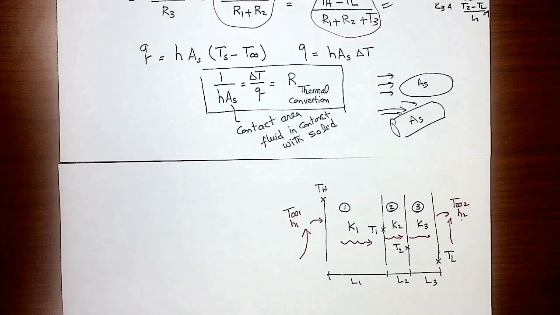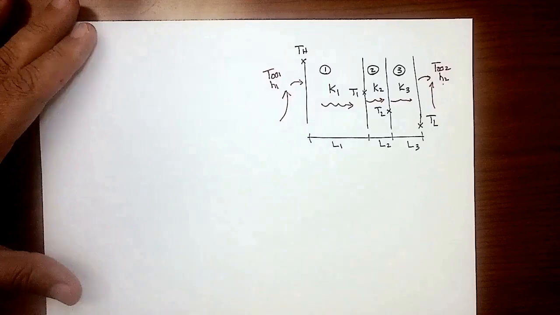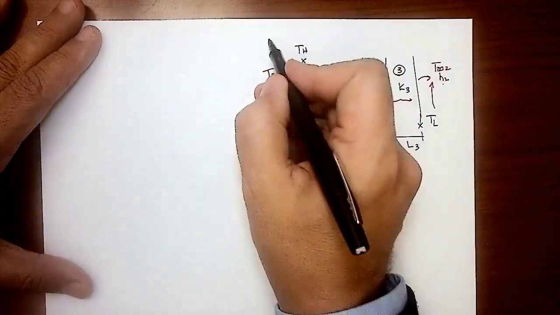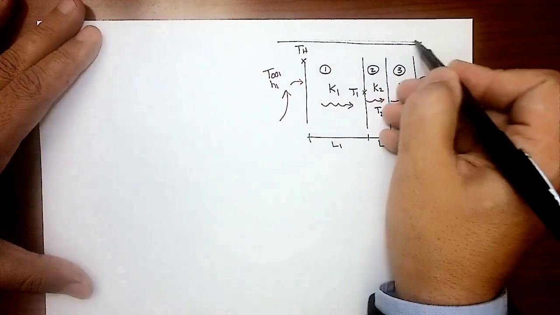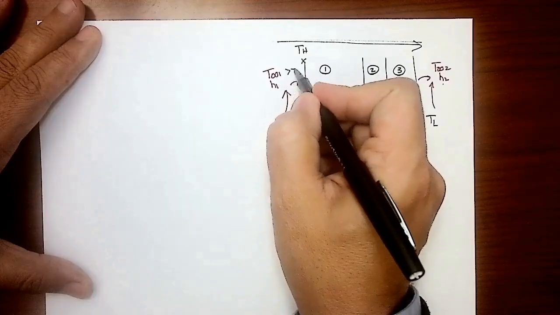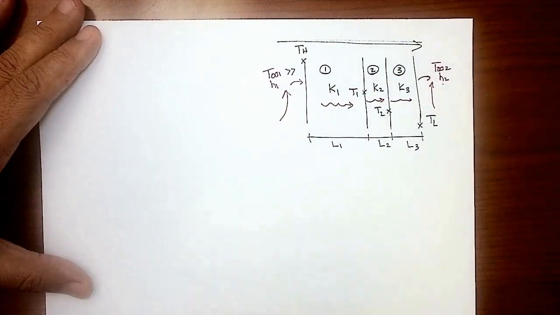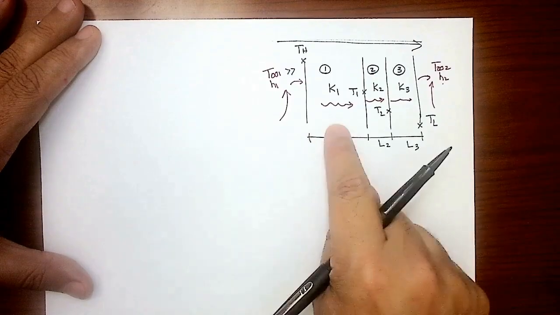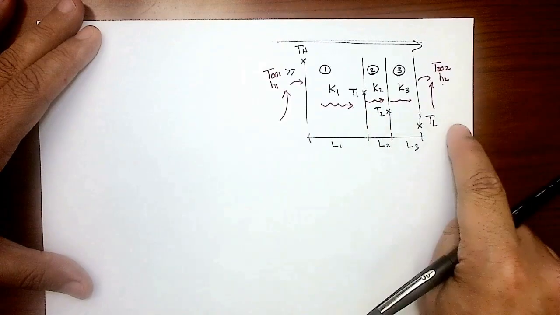So how are you going to present that problem if I ask you to do thermal circuit analysis? Again, let's see. Heat is going in one direction, this way, assuming that T infinity 1 is much, much greater than T infinity 2, as we explained before. So in this case, I'm going to replace each mechanism of heat transfer by a thermal resistance. I have convection, conduction, conduction, conduction, convection.